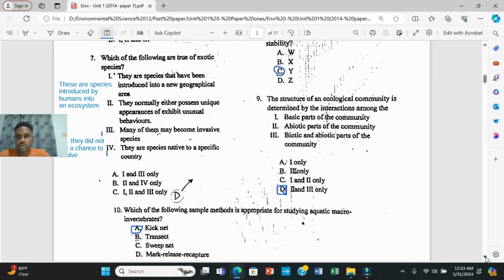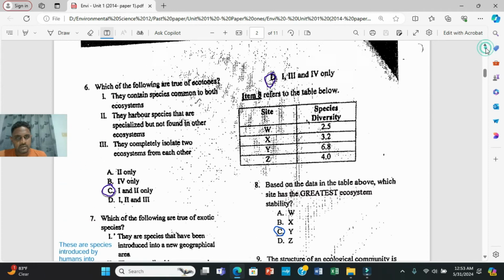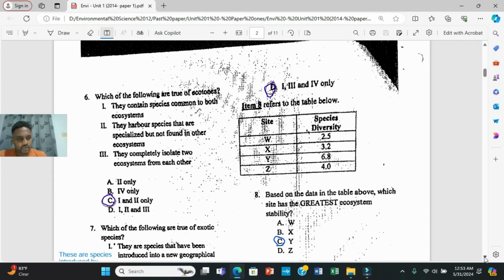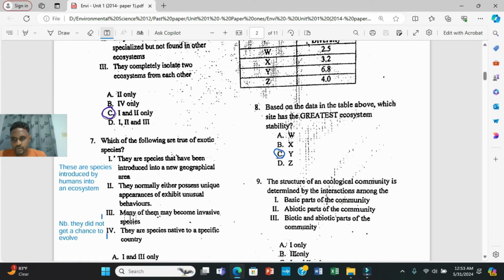Number 7, which of the following are true of exotic species? Now the answer is D, 1, 3, and 4. So 1 says they are species that have been introduced into a new geographical area, and 3, many of them may become invasive, and 4, they are species native to a specific country.